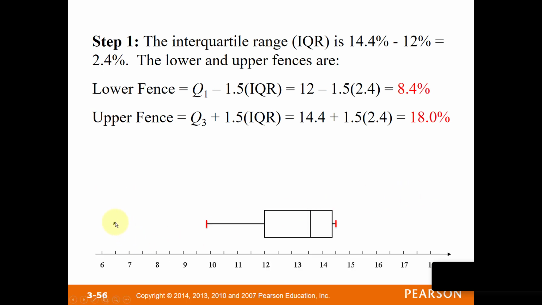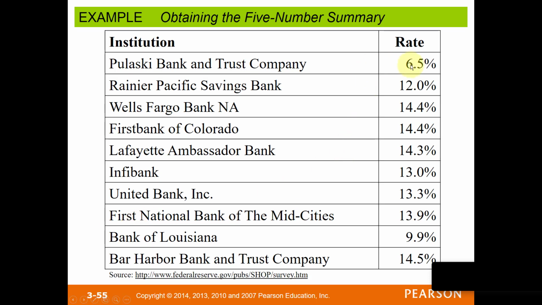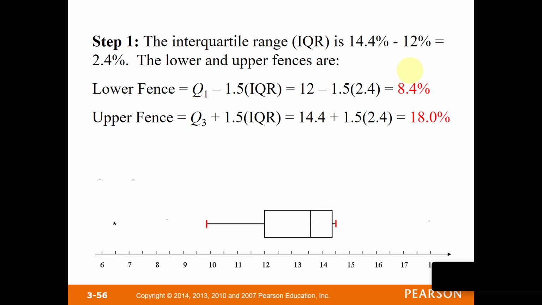So I have one outlier way down here on the left, which is about 6.5%. Let's go back to the data set again. See the 6.5? That's our outlier on the left. But none of the values here are big enough to be outliers on the right. And so as you see, I have no asterisk or stars on the right, so there are no outliers.